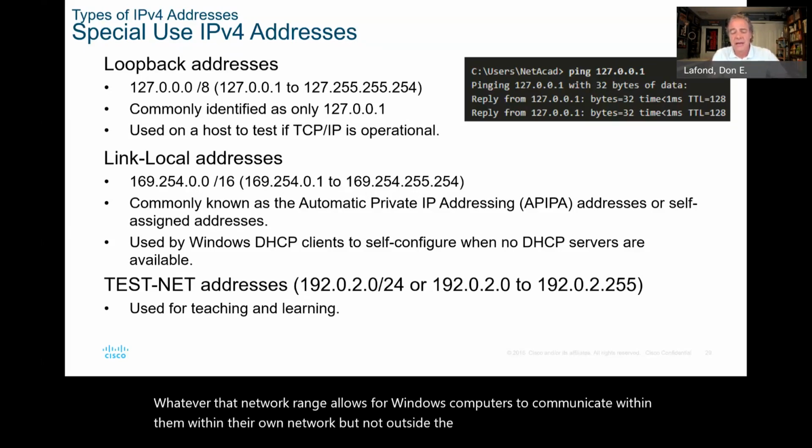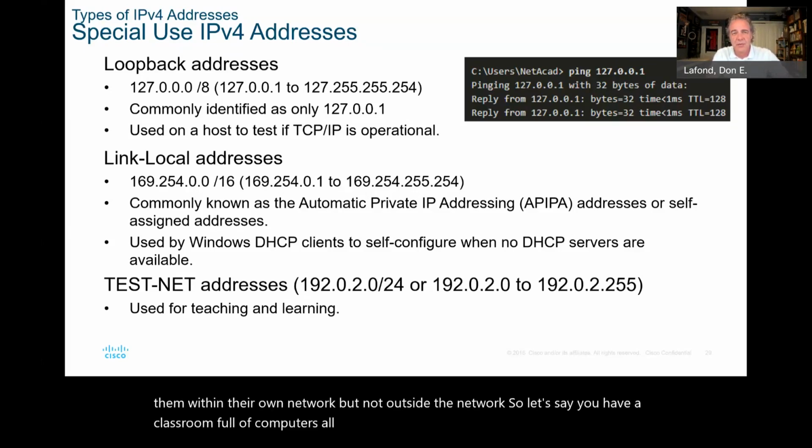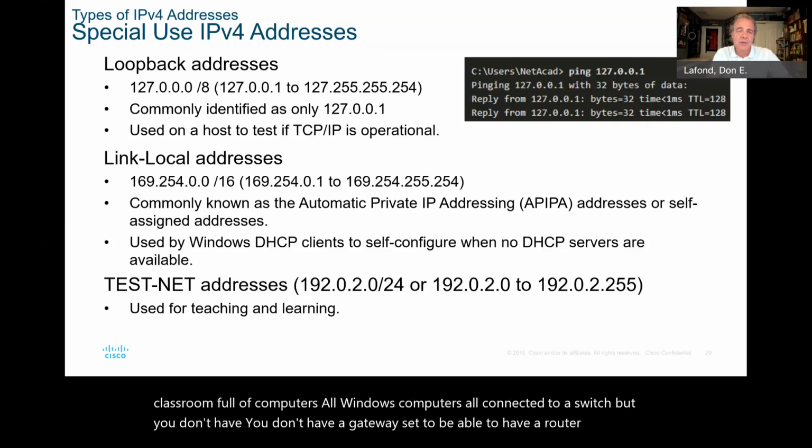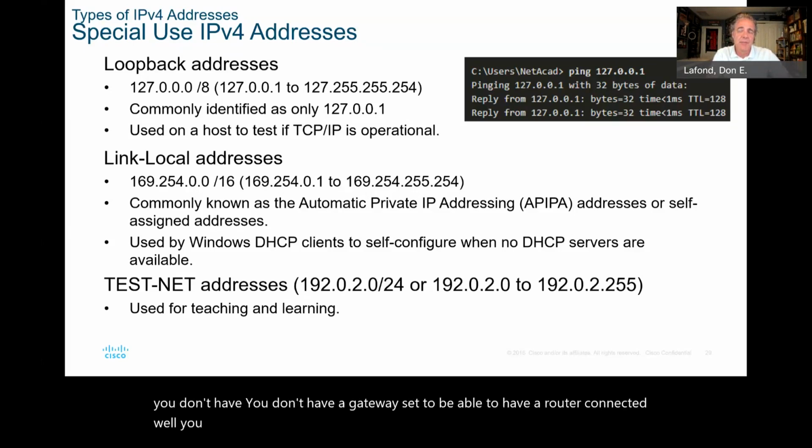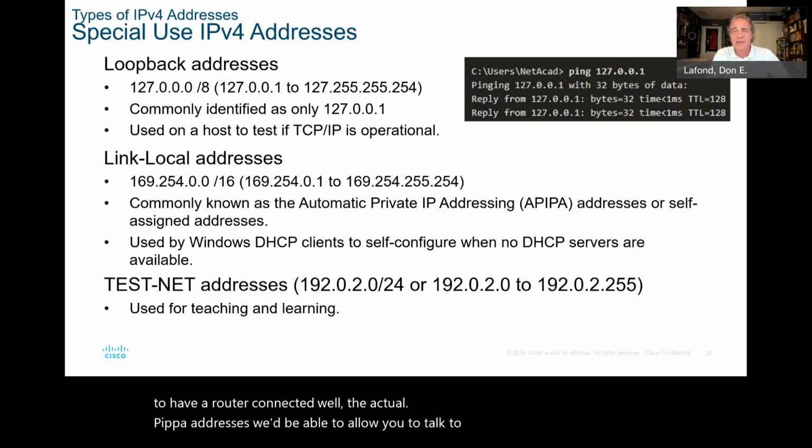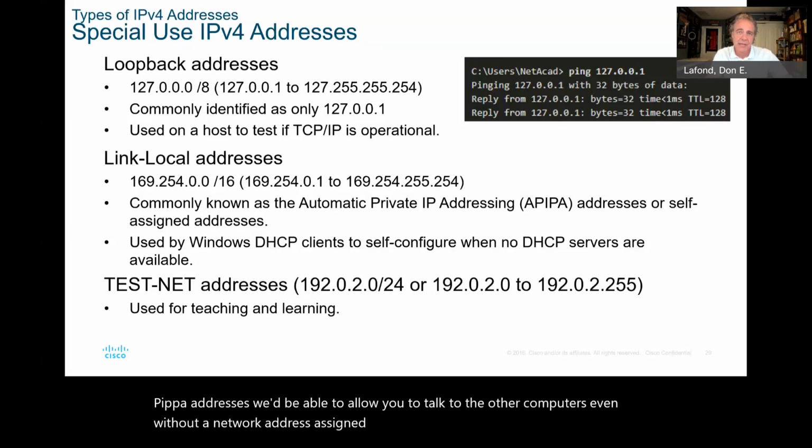So let's say you have a classroom full of computers, all Windows computers, all connected to a switch, but you don't have a gateway set, or you don't have a router connected. The APIPA addresses would allow you to talk to the other computers even without a network address assigned, because they'll all assign in this range and therefore they'll be able to talk to each other.